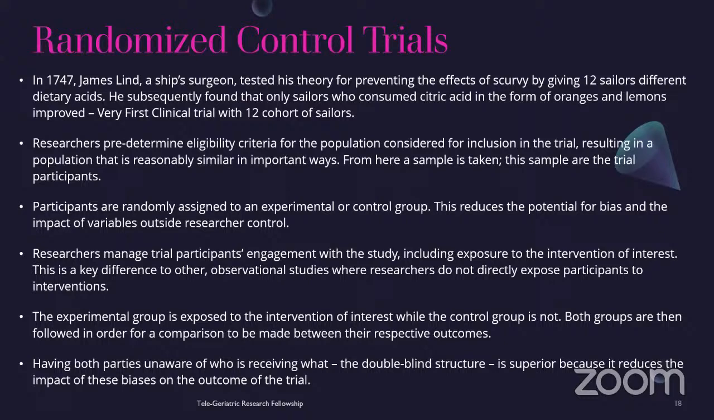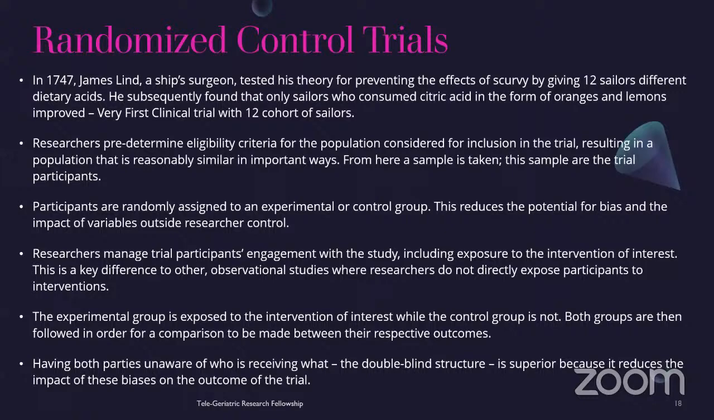Moving on to randomized controlled trials. In 1747, James Lind, a ship surgeon, tested his theory for preventing the effects of scurvy by giving 12 sailors different dietary acids. He subsequently found that only sailors who consumed citric acid in the form of oranges and lemons improved. This was the very first clinical trial with a cohort of 12 sailors. However, it was not a randomized controlled trial, but that's the first clinical trial.